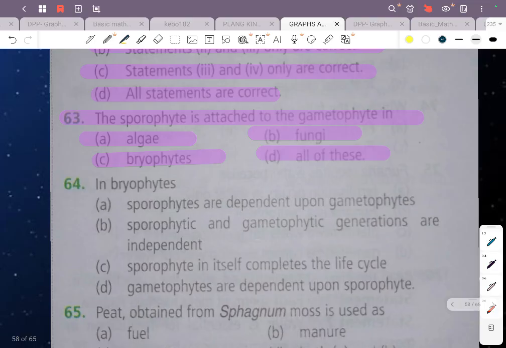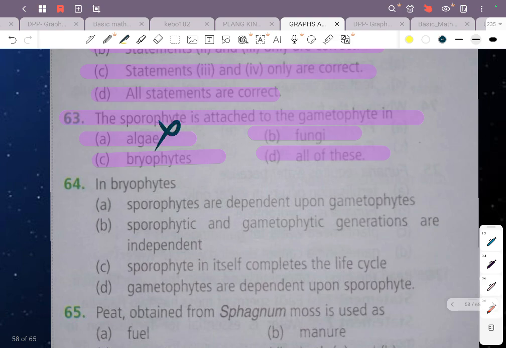Now, algae cannot be the correct answer, right? Because in algae, the single cell zygote is the only cell which represents the sporophytic generation, right?